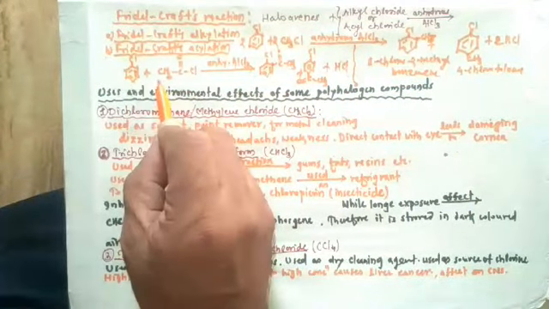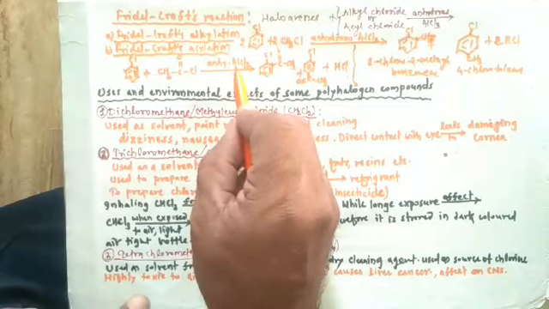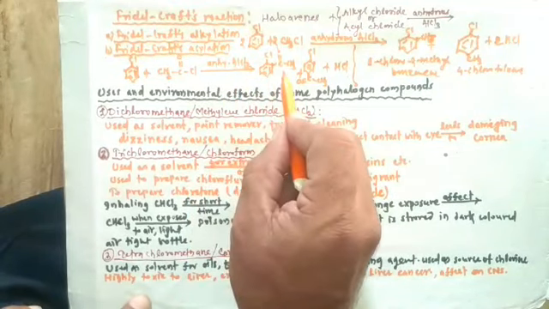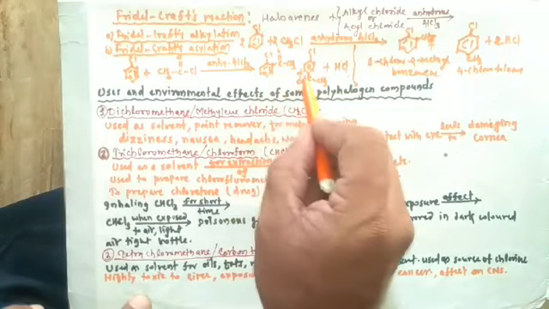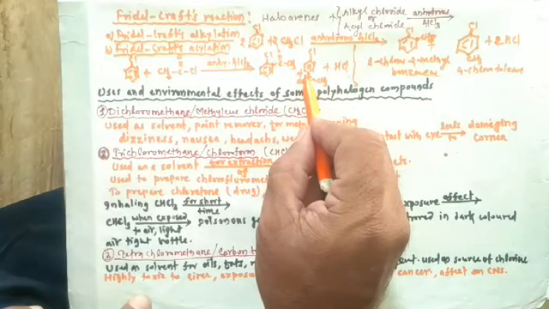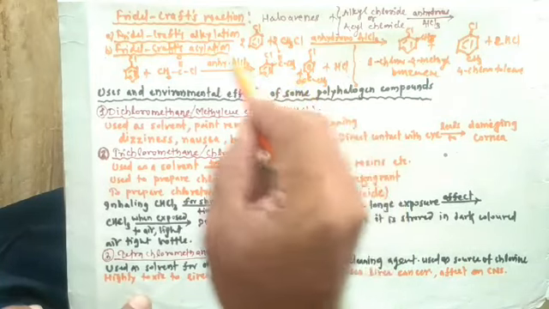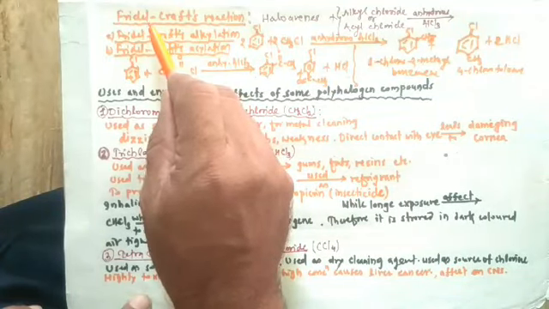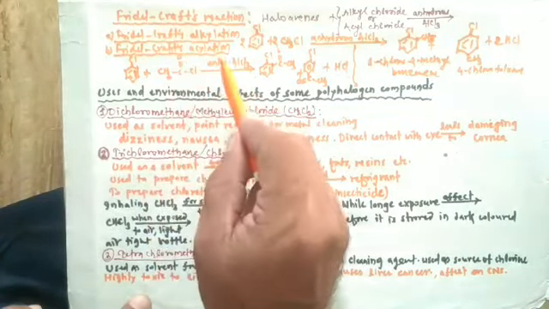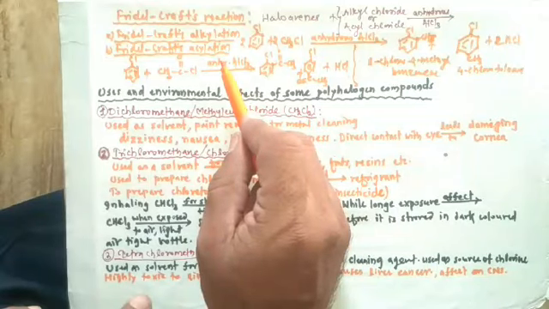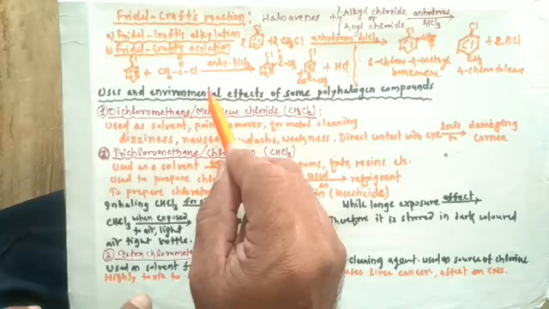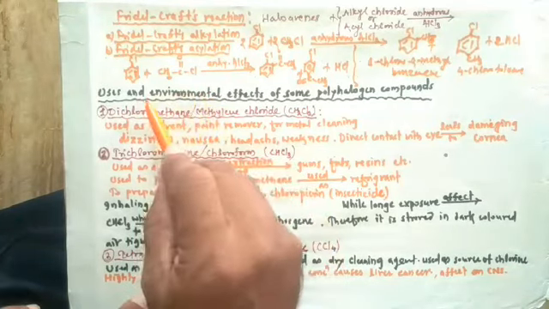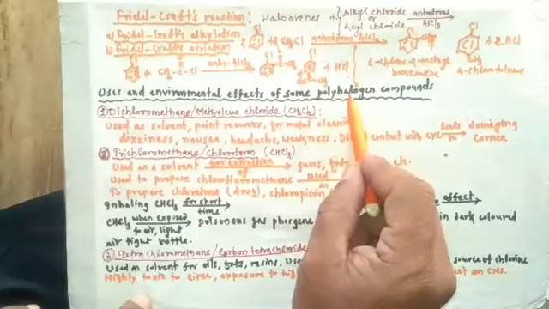So when chlorobenzene is reacted with acetyl chloride in presence of anhydrous AlCl3, it gives the mixture of 1-chloroacetophenone and 4-chloroacetophenone. So here we finish all these reactions. After studying electrophilic substitution reactions in aryl halides, now we are going to study the last article, and that article is uses and environmental effects of some polyhalogen compounds.